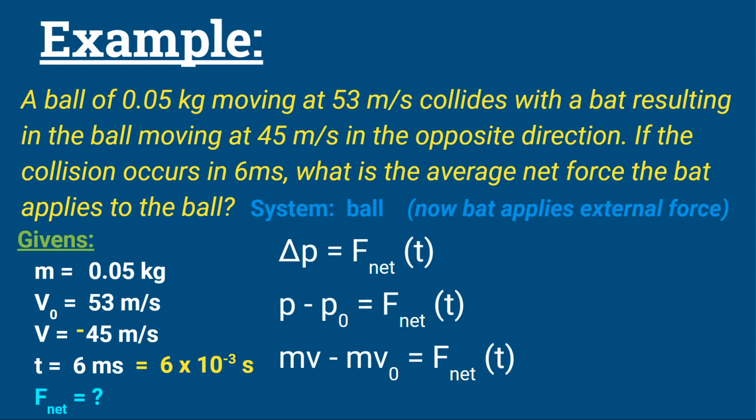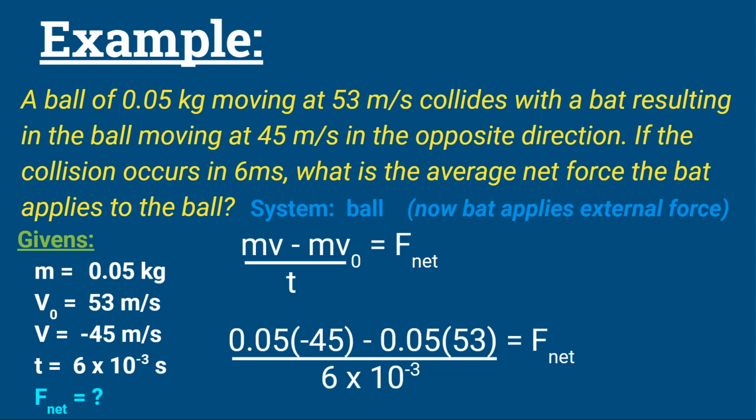The only thing I need to do is rearrange this so that it is set equal to net force, and I can do that by dividing both sides by time. And so now I have that my net force is equal to mv minus mv naught, all of that over t. And this is where I can substitute in my numbers.